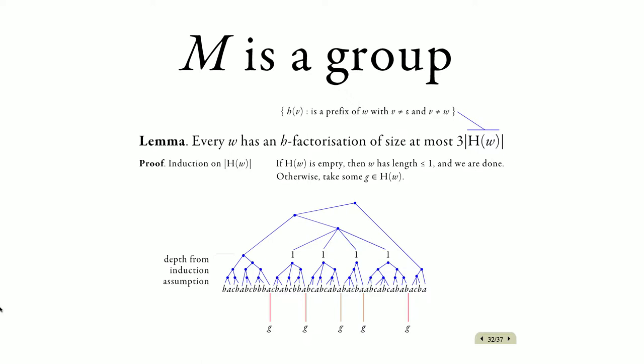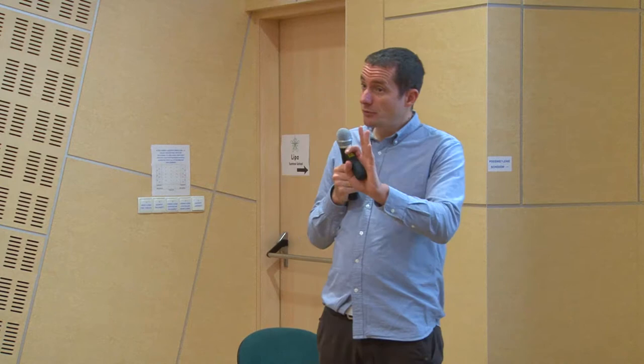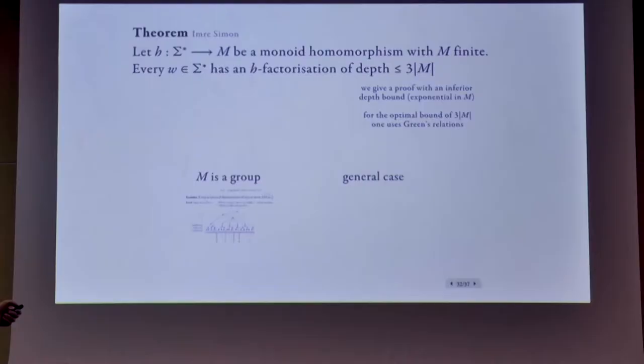Let's now do the general case. Okay, so we know how to do it for groups, and actually the proof for groups that I gave here gives the optimal bound of 3 times the size of the groups. Where did we use the group? The group has inverses. Where did we use inverses? Well, we use, well.